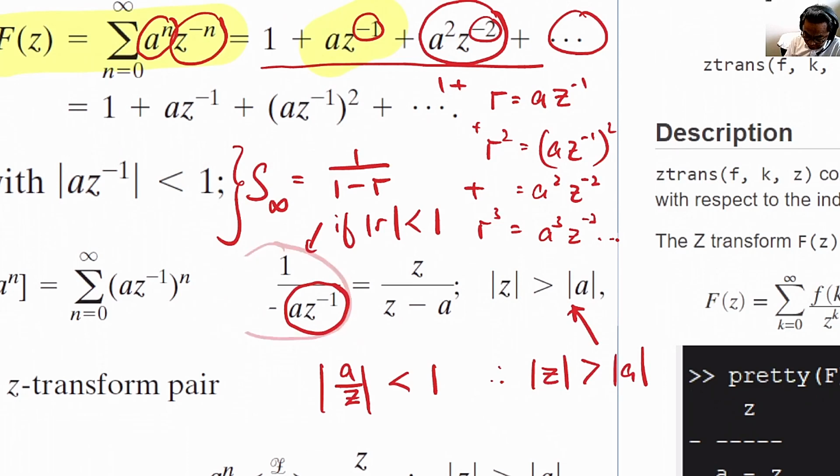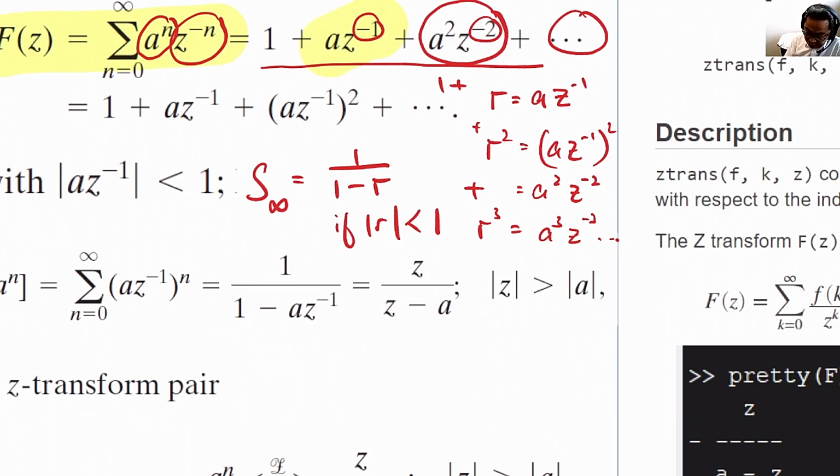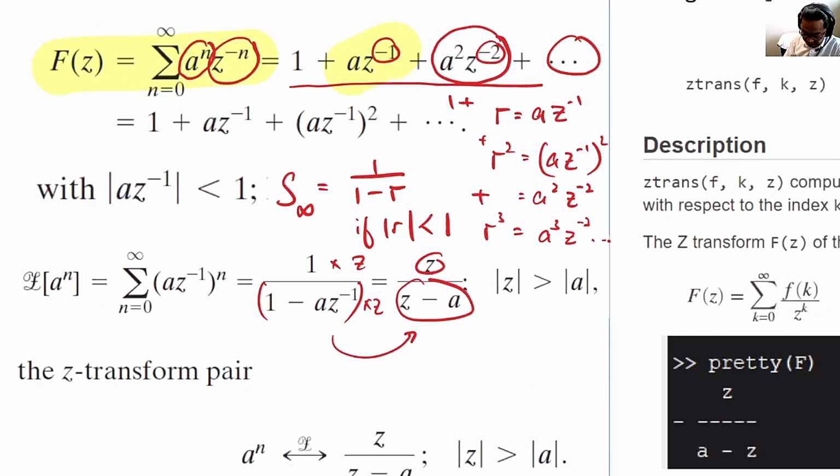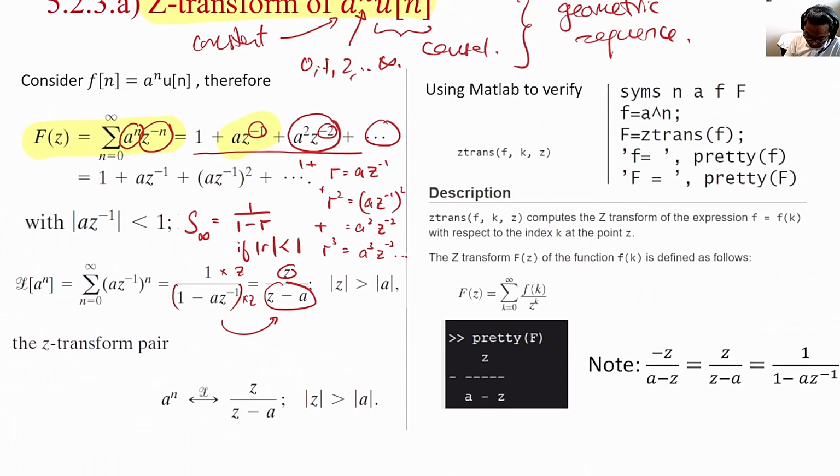Remember that we do not like to use negative powers of z sometimes. We will multiply top and bottom by z, and we'll get z over z minus a here. So this slide shows us the Z transform of a to the power of n.